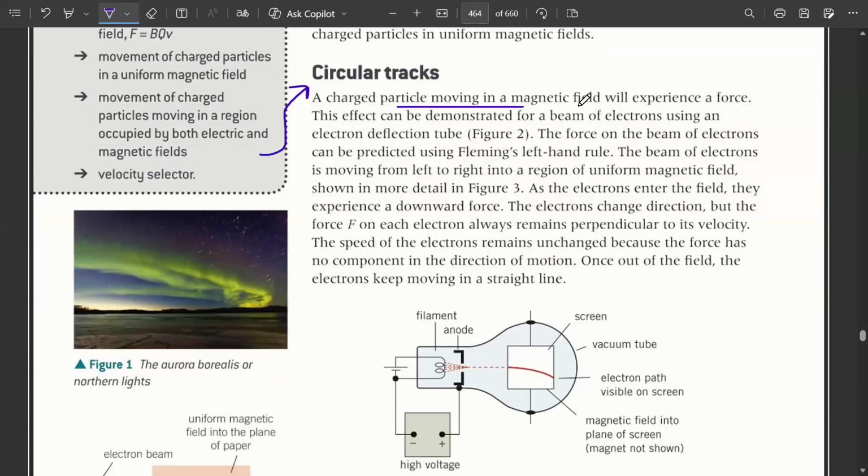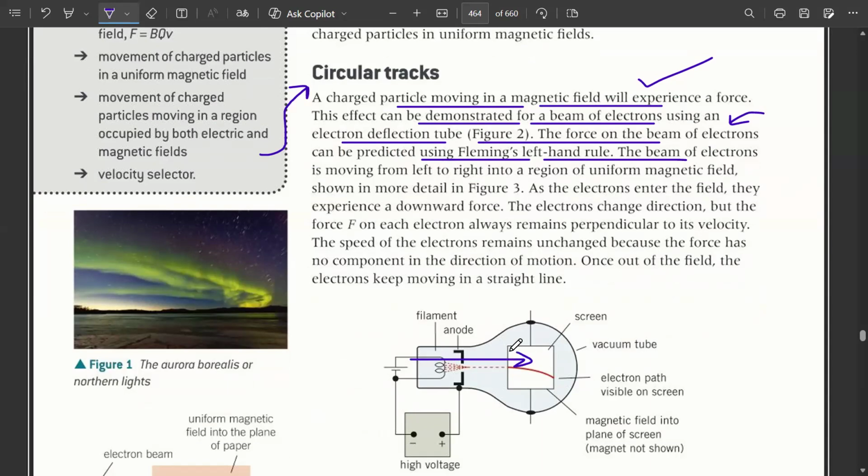A charged particle moving in a magnetic field will experience a force, and this effect can be demonstrated for a beam of electrons using an electron deflection tube. The force on the beam of electrons can be predicted using Fleming's left-hand rule, and the beam of electrons is moving from left to right in a region of a uniform magnetic field. As the electrons enter the field, now electrons are what? Negatively charged. They experience a downward force and the electrons then change direction.